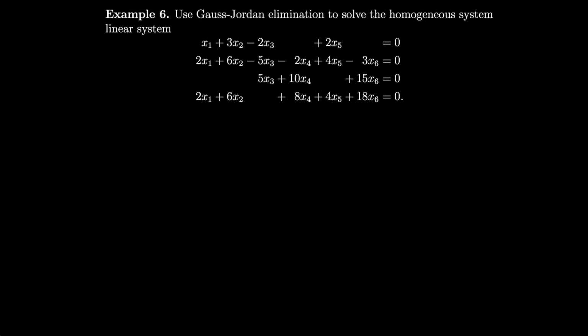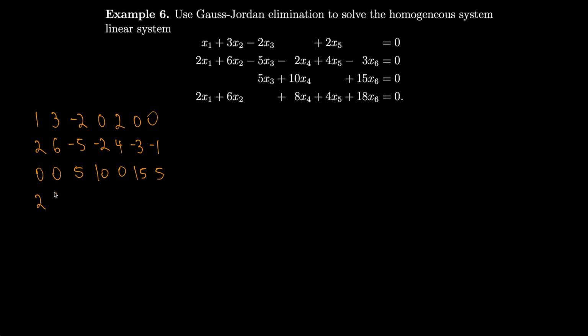So first we will write it out in matrix form. So we'll rewrite the coefficients. 1, 3, minus 2, 0, 2, 0, 0, 2, 6, minus 5, minus 2, 4, minus 3, minus 1, 0, 0, 5, 10, 0, 15, and 5, and 2, 6, 0, 8, 4, 18, 6.